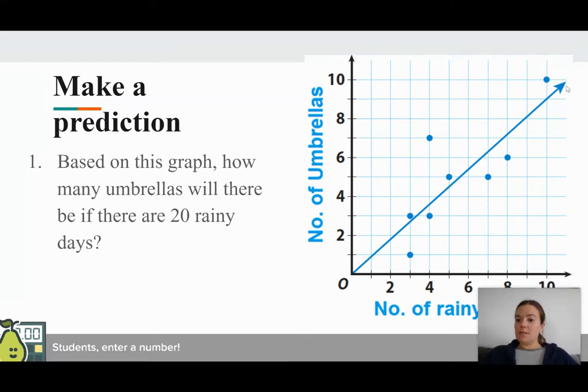So a lot of you guys said 20. Yep, because at 10 and 10, it also would totally be appropriate to say like 18, because this trend line here, if that were to keep going straight out until 20, if it's at 9 at 10 days of rain, that means it'd be 18 umbrellas at 20 days.